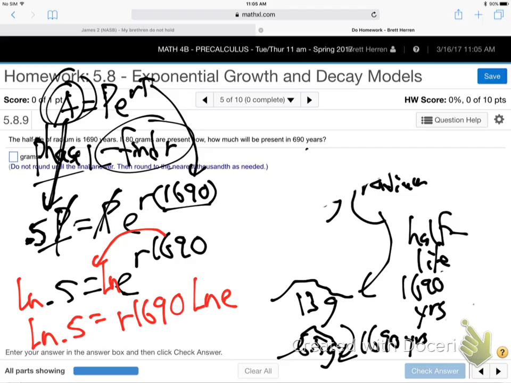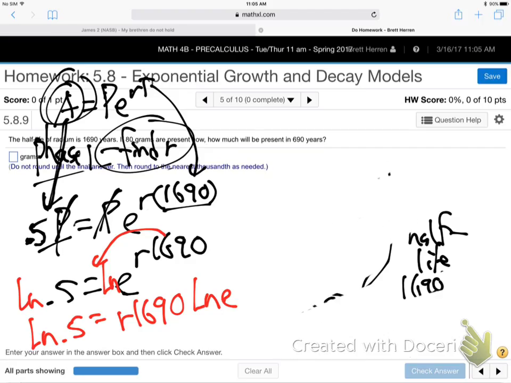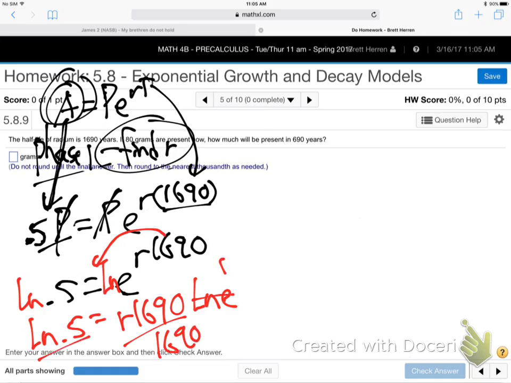That's the trick, right? Got to get him out of power. It's all about getting him out of power. All right, so we get to here. Now we can, so L and E just 1, huh? So that doesn't matter. So just divide by the 1690 now. We good? So R equals ln 0.5 over 1690.